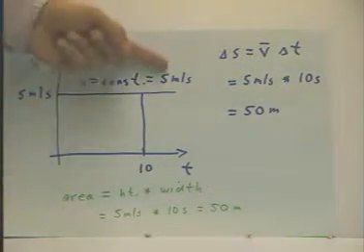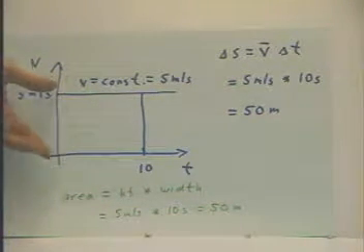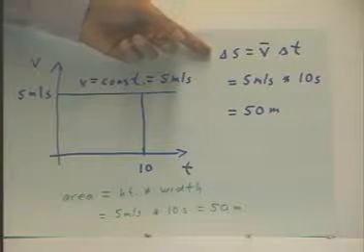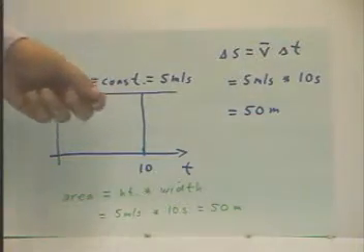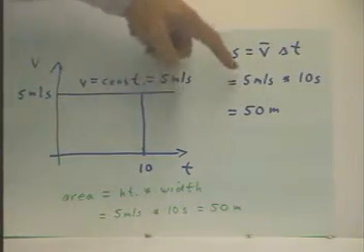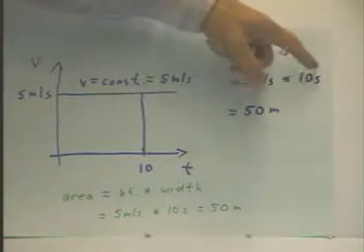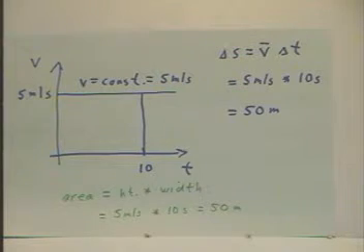Obviously, if we move at 5 meters per second for 10 seconds, we're going to move 50 meters. We can write that out in the form of a calculation. The displacement is always equal to the average velocity times the time interval. And if we have an average velocity of 5 meters per second for 10 seconds, then that's going to multiply out to give us 50 meters.